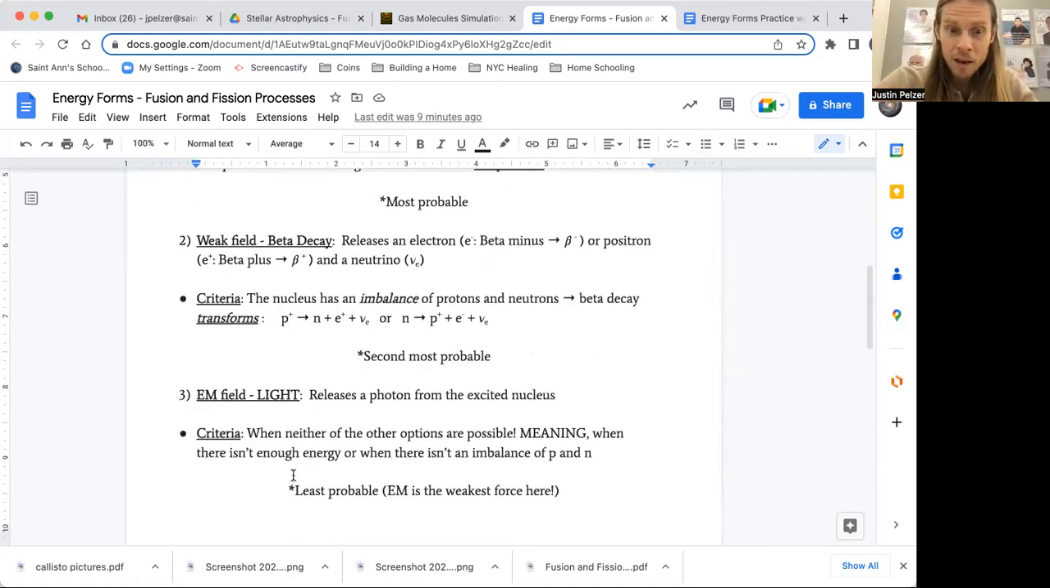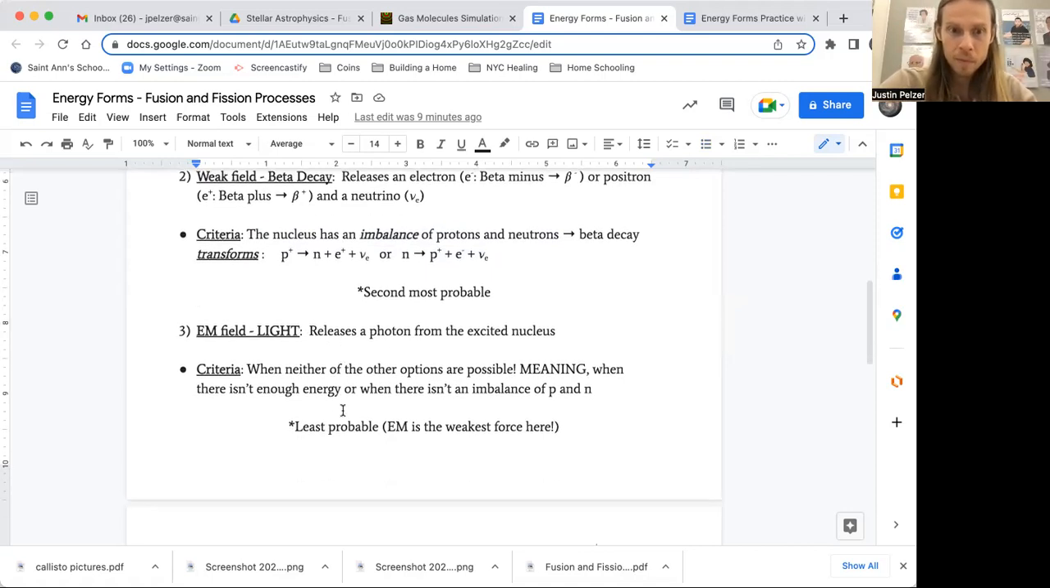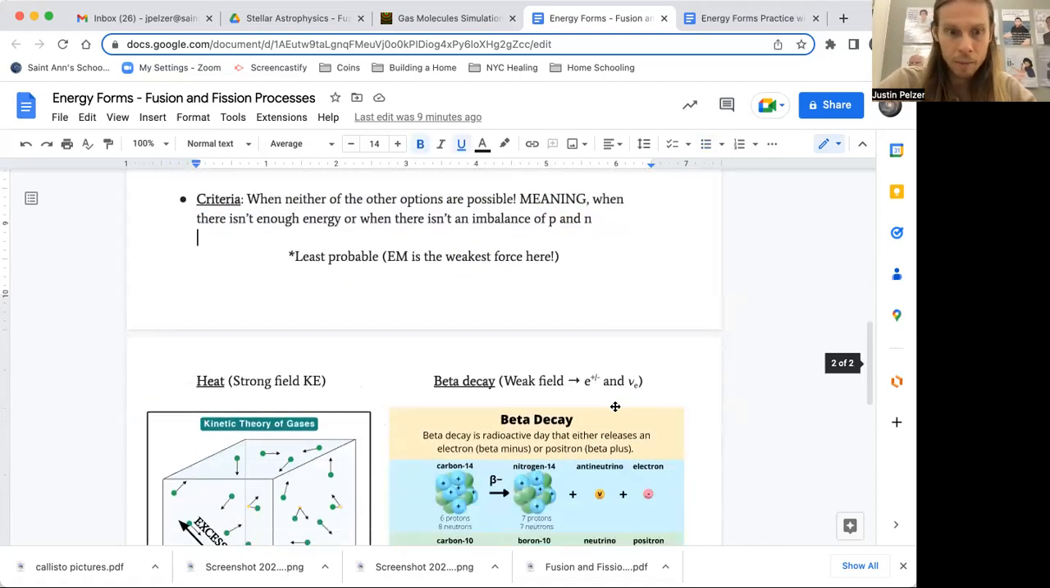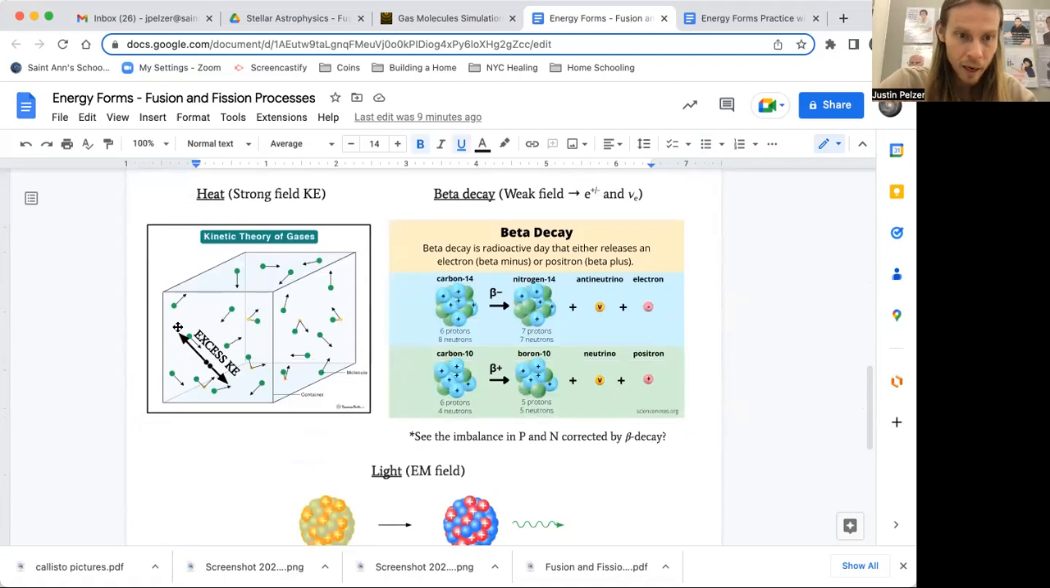If not, then it'll go into the electromagnetic field and it'll release a high energy photon. That's a lot of energy still. It'll release a high energy photon, most likely an X-ray or gamma ray, typically a gamma ray. High energy light. Great. Criteria: when neither of the other options are possible, meaning when there isn't enough energy or when there isn't an imbalance of protons and neutrons. Great. Here's what it looks like: excess kinetic energy bouncing around. That's heat where it stays in the strong field.